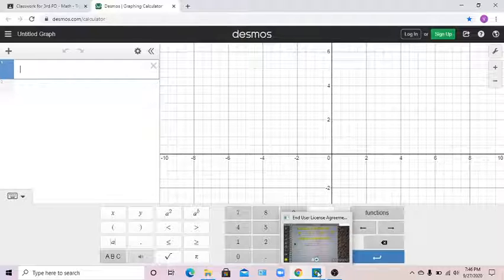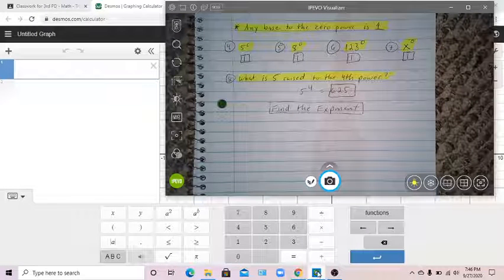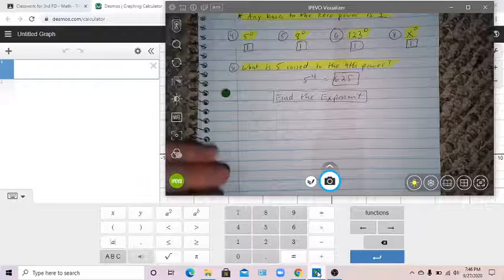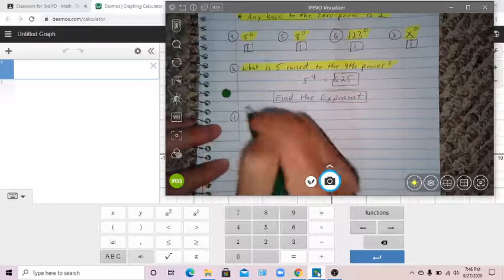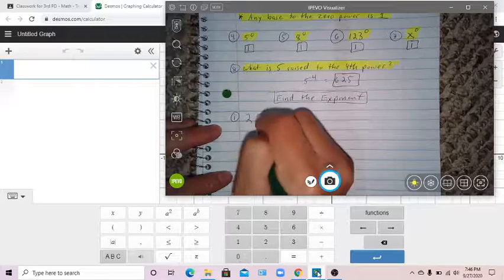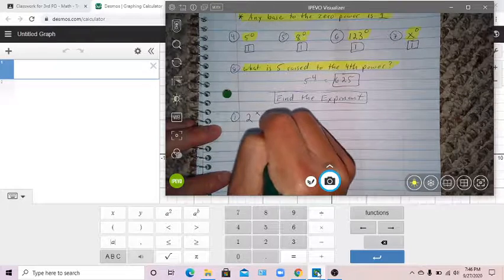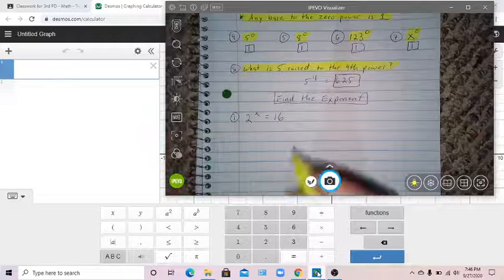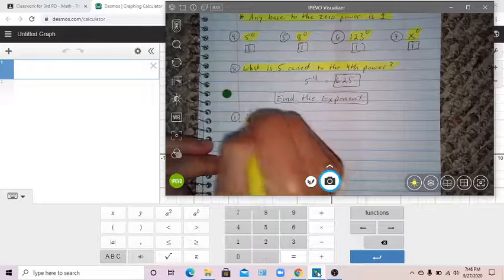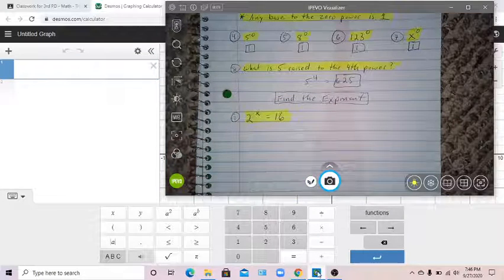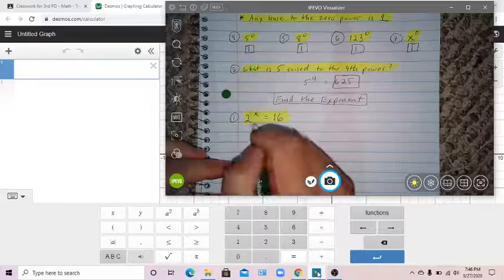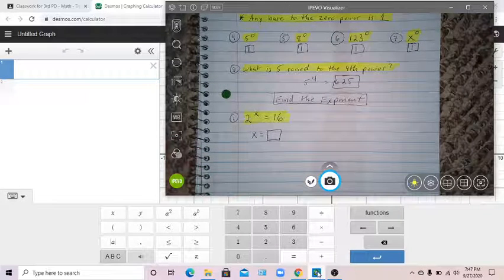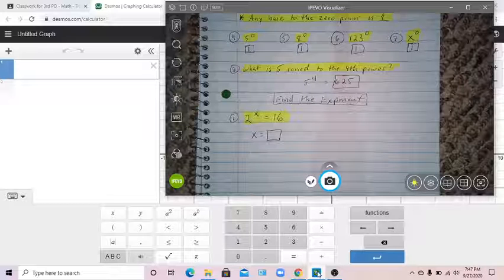I'm going to go ahead and pull my notebook back up here. So for find the exponent, here's what your problems are going to look like. You have this, maybe 2 to the x power equals 16. That'll be the problem that's given to you. Then IXL will have x equals what? Put a box. So 2 to what power gives me 16?